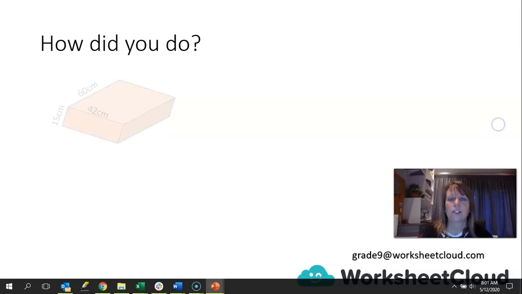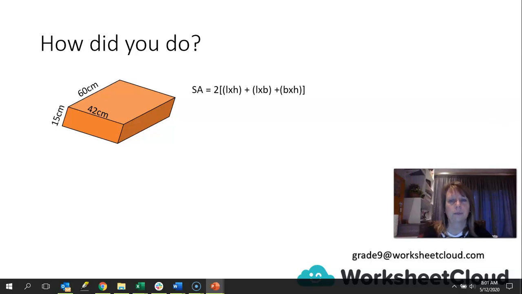Right, let's look at the next shape. Okay, there we go. Looks a bit squiff, that rectangular prism, but anyway, we've got a length, we've got a breadth, and we've got a height. So we're going to put in the formula, we're going to substitute.